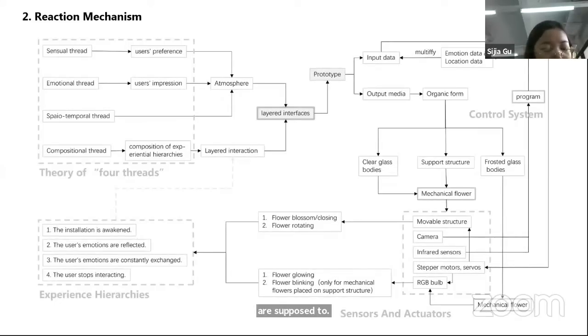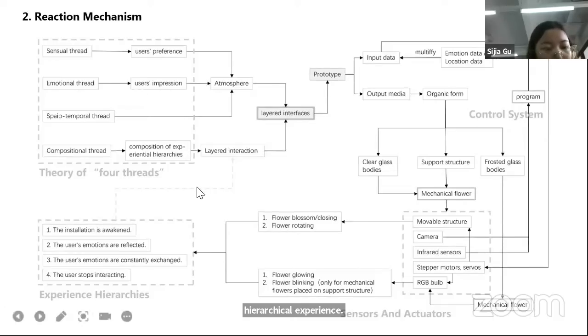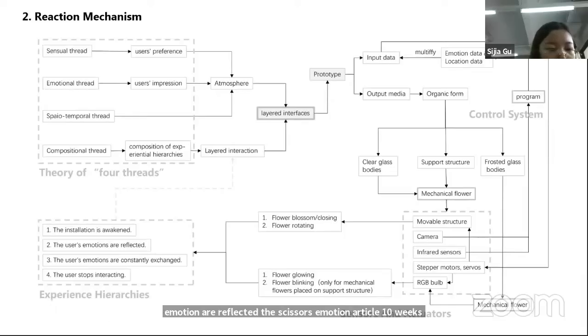An organic form is chosen to apply on the installation. Diverse input data and output media are deployed in the installation. Multidimensional data are collected by sensors and analyzed by an emotion recognition system, and directed to actuators as outputs, which perform a variety of actions to respond to different human behaviors. The actions are iterated to be a logically organized hierarchical experience. A typical interaction experience process includes 4 parts according to the depth of interaction. Here, the installation is awakened, the user's emotions are reflected, the user's emotions are constantly exchanged, and the user stops interaction.